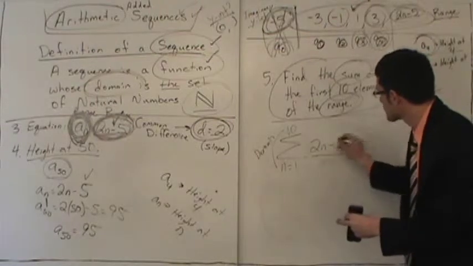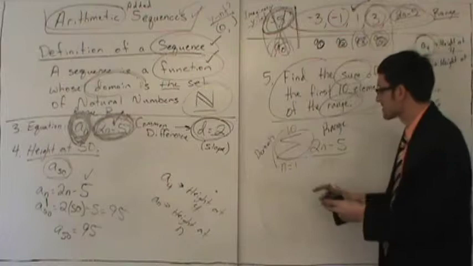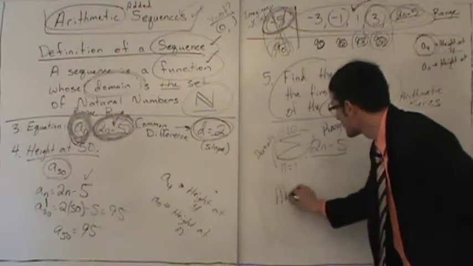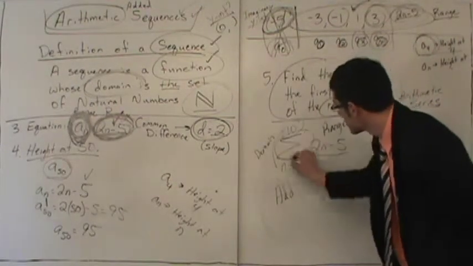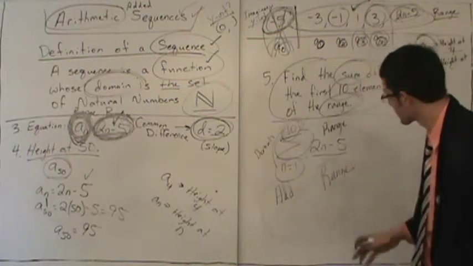2n minus 5 is your specific range. Okay, and we're adding what? We read this statement as: add the first 10, add what? The first 10 elements of the range. Okay, add the first 10 elements of the range.